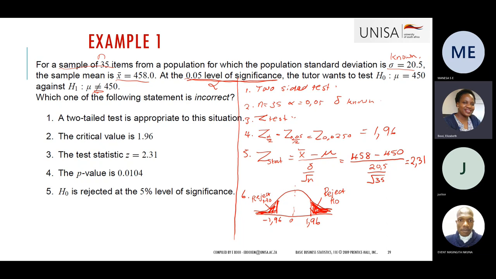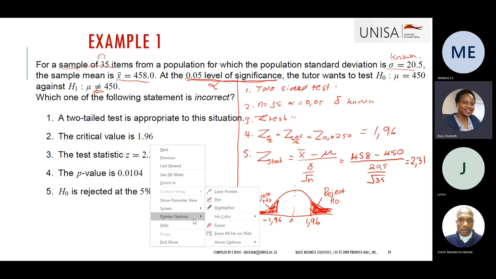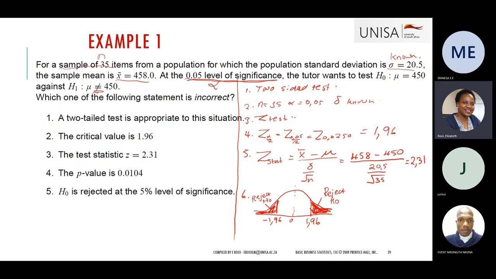So that is our region of rejection. So anything that will fall on there. Now we need to take our Z test statistic and see where it falls. 2.31 is positive, so it will be on the rejection side, right? Let's see if I can change my color. So 2.31 falls somewhere on this side, and since it falls there, 2.31 falls in the rejection area.